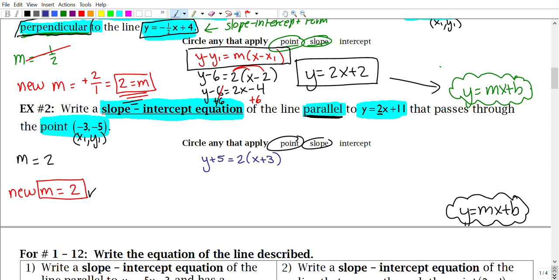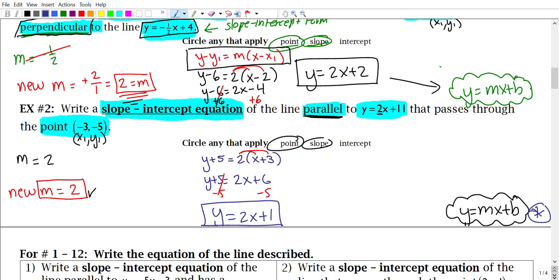Okay, that's good and all, but we want something in slope-intercept form, so we have to distribute. So let's go ahead and distribute this out. Okay, so what do we get? We get y plus 5 equals 2x plus 6. We have to get rid of our 5 so we can isolate the y. And we get a final answer of y equals 2x plus 1. So this is my final answer here.